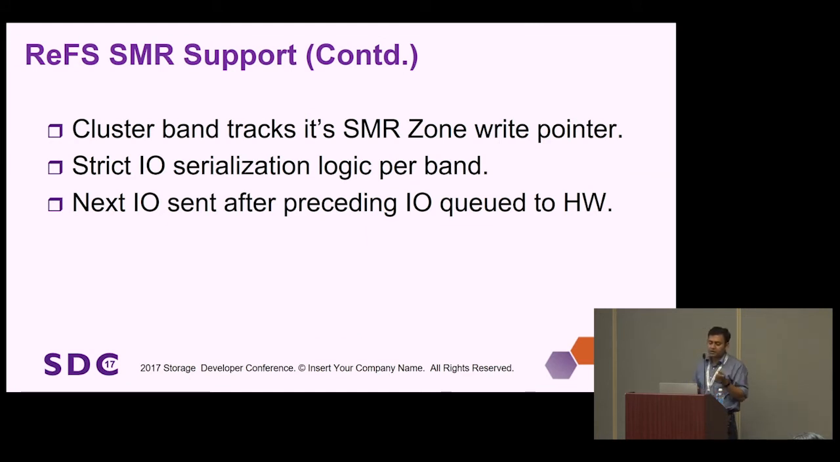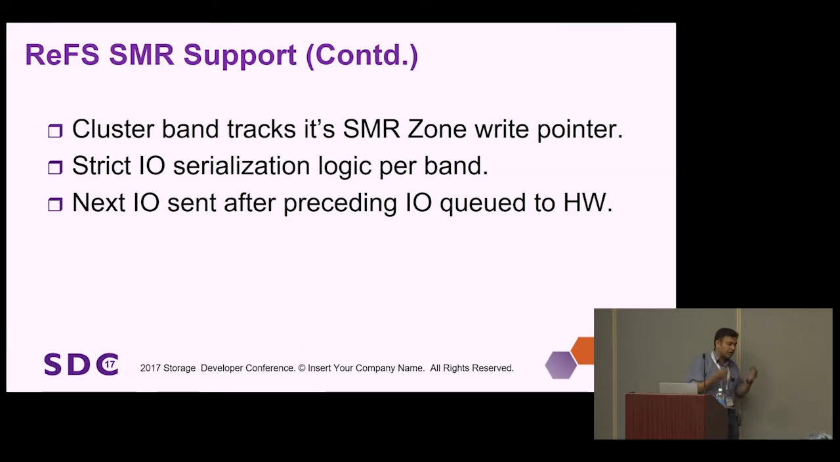So what we do is, because the cluster band maps one-to-one with the SMR zone, we added some logic inside that cluster band metadata to track the write head of that band. So today, any IO after it goes to the allocator gets some LCNs. Now it checks with the cluster band, saying, am I at the head of the band? If not, it will wait for the other people to catch up. Now, interestingly, the one who is at the head acquires a certain interlock lock and sends the IO down.